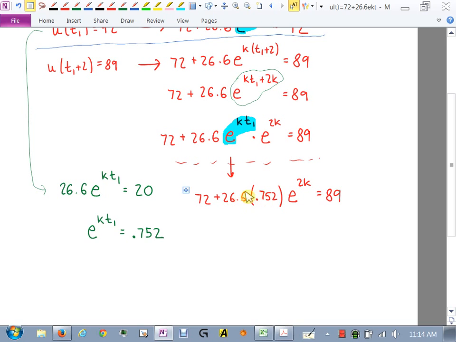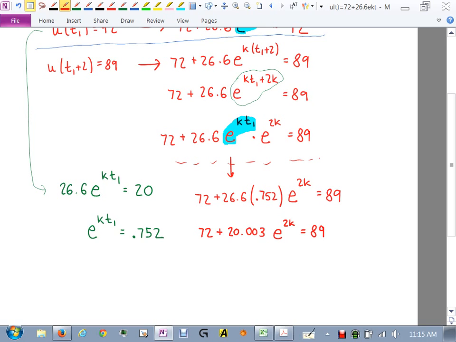Let's multiply these two numbers together. So on your calculator, take your 26.6 times 0.752. And you get about what? 20.03. So we'll go 72 plus 20.03. I'm getting 3. Is that what you got or no? Okay. e to the 2k equals 89.